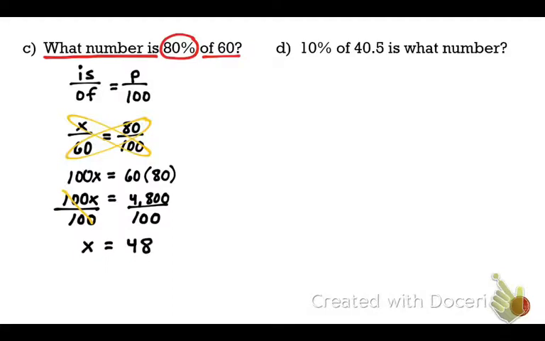Now, should I add a percent sign to the end of that? No. Why not? Because we're not finding percent. We're not finding the percent. If you notice up at the top, it asks us what number is 80% of 60. So the number is 48. You can just box in the 48.